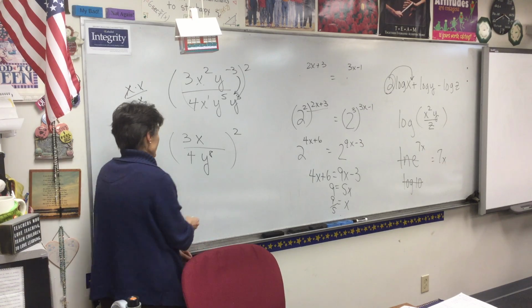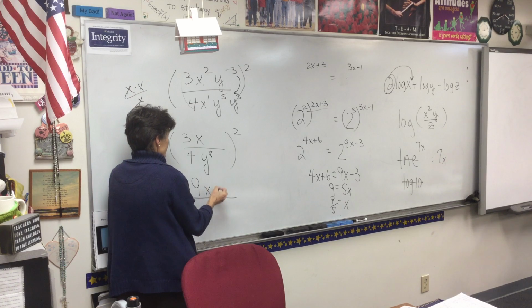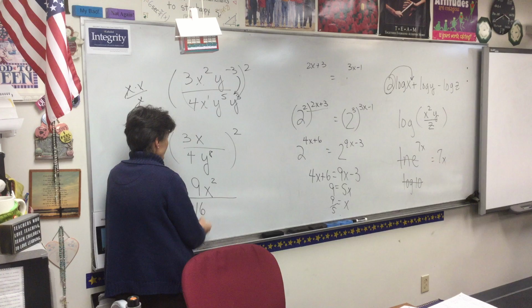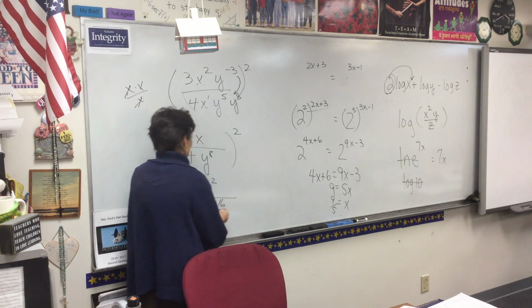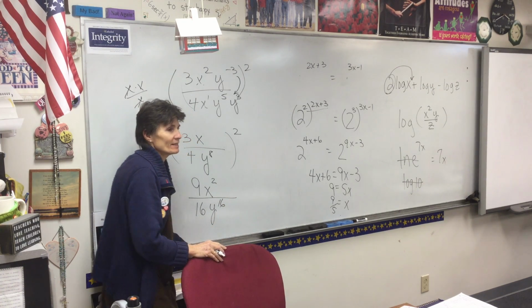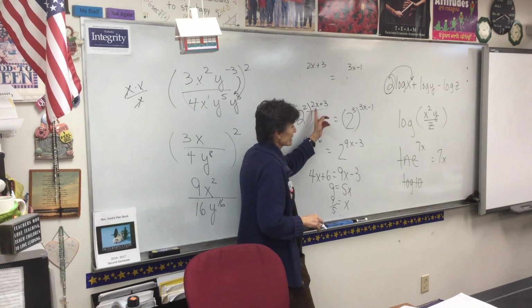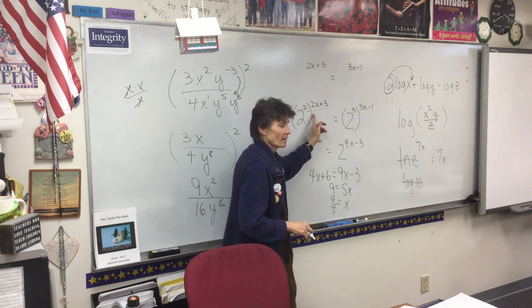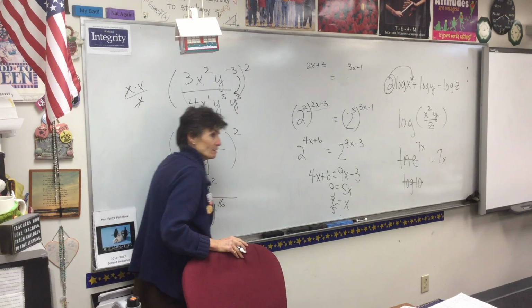Okay, so we square everything. Here we go, even the numbers. So that's going to be 9x squared over 16 y to the 16. Never square an exponent. Guys, you just told me when you had 2 exponents, what did you tell me to do with these? You said multiply them, right? So I have 2 exponents, an 8 and a 2. What am I going to do? Multiply them.